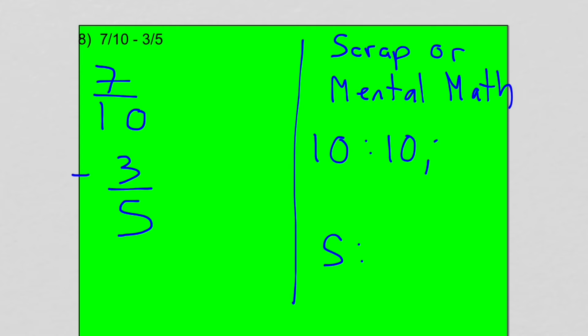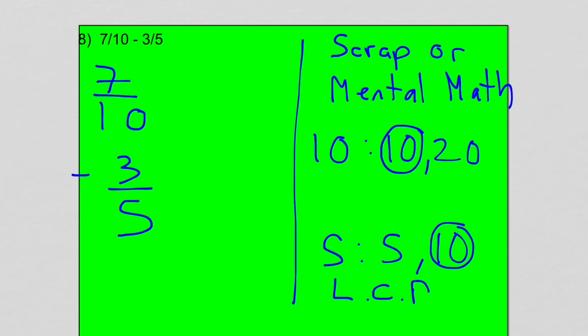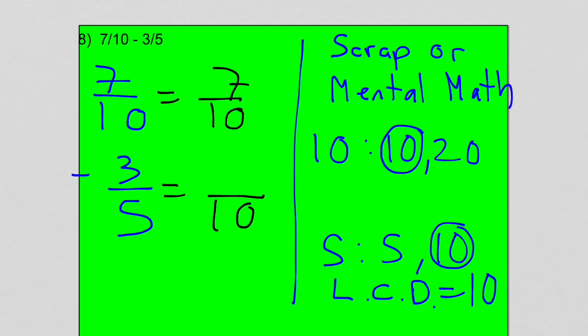10, 20, 5, 10. And there it is, right? Lowest common denominator is 10. Take your lowest common denominator and you want to write both fractions with that lowest common denominator. I forgot to mention, the reason I get the kids to line up the fractions vertically is because then you get your equivalent fractions lined up so nicely. And there's fewer mistakes that way.